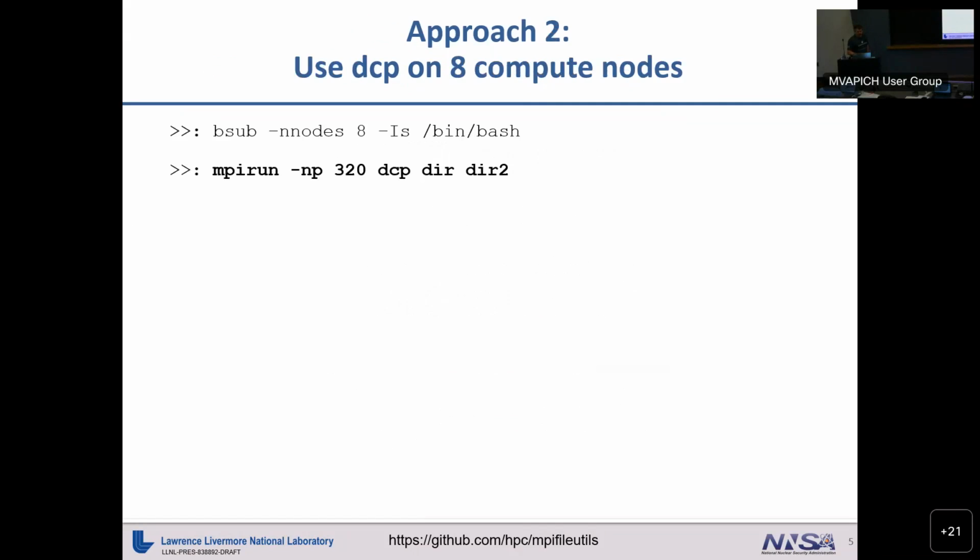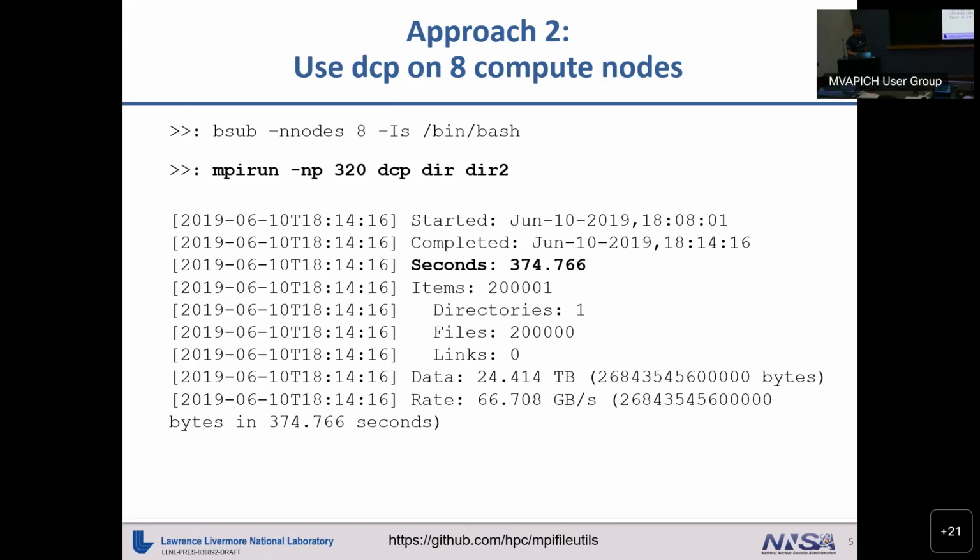Another way to do that copy is to use DCP. DCP is one of the tools in Mpifyutils. It's an MPI-based tool, so in order to use it, you have to allocate some compute nodes. In this example, I'm first allocating 8 nodes from an interactive queue on one of our systems. And then you launch it with mpirun or srun, whatever your MPI launcher is. For DCP to do that same copy, it finished in 370 seconds, right?